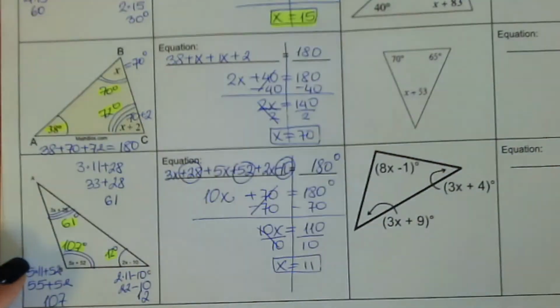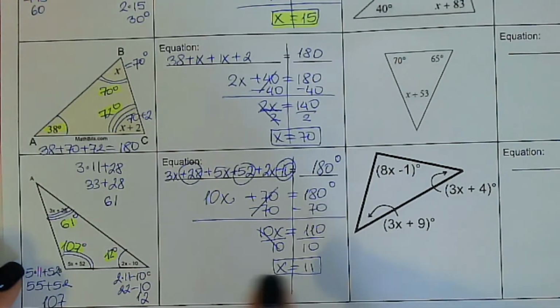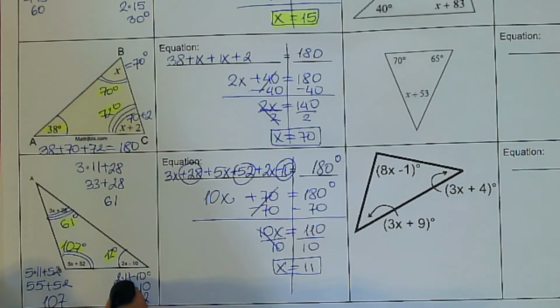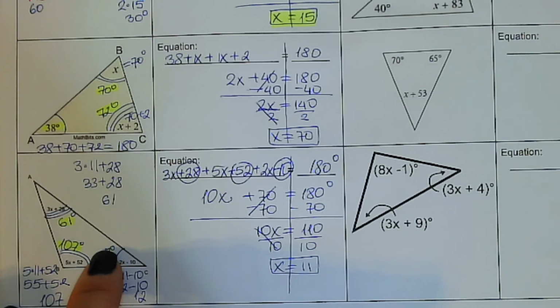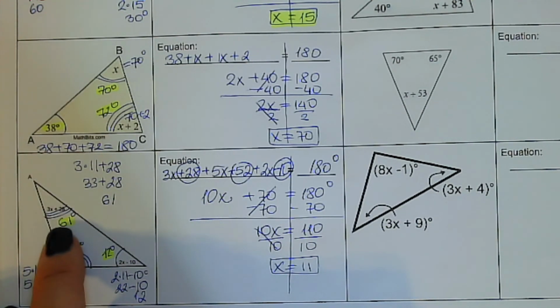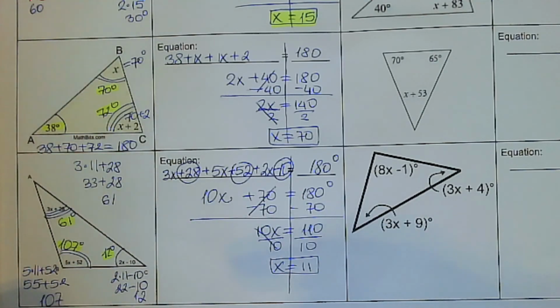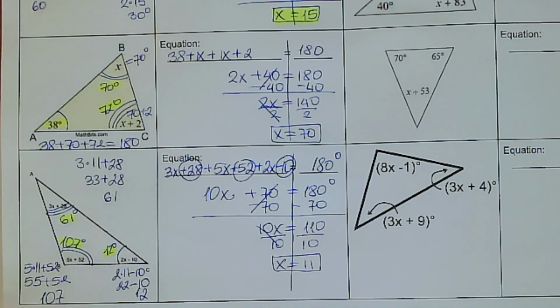X value is 11. Use the x value in each expression, follow the order of operations to solve. Those will be the angles. Always a good idea: add up the angles, see if they add up to 180 degrees. If they do, most likely everything is done correctly.